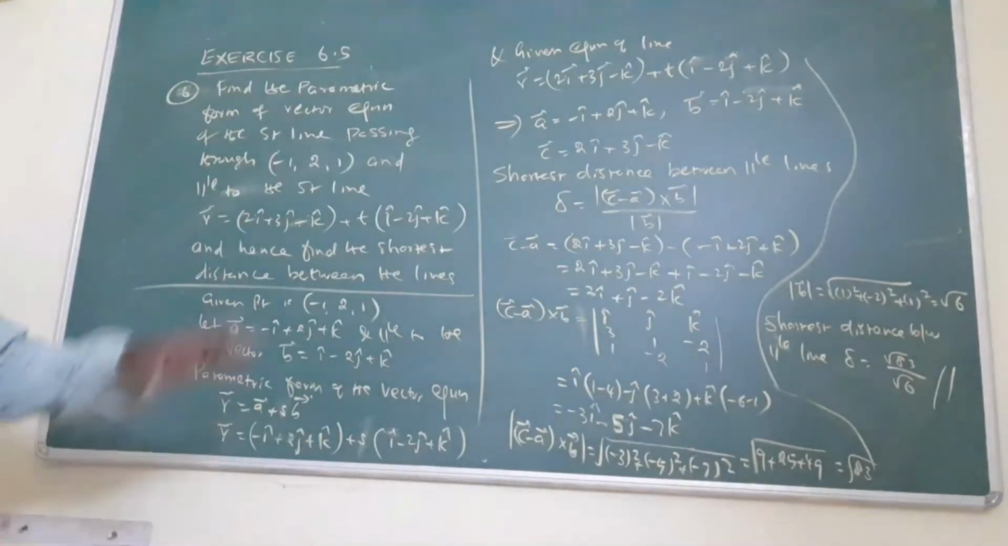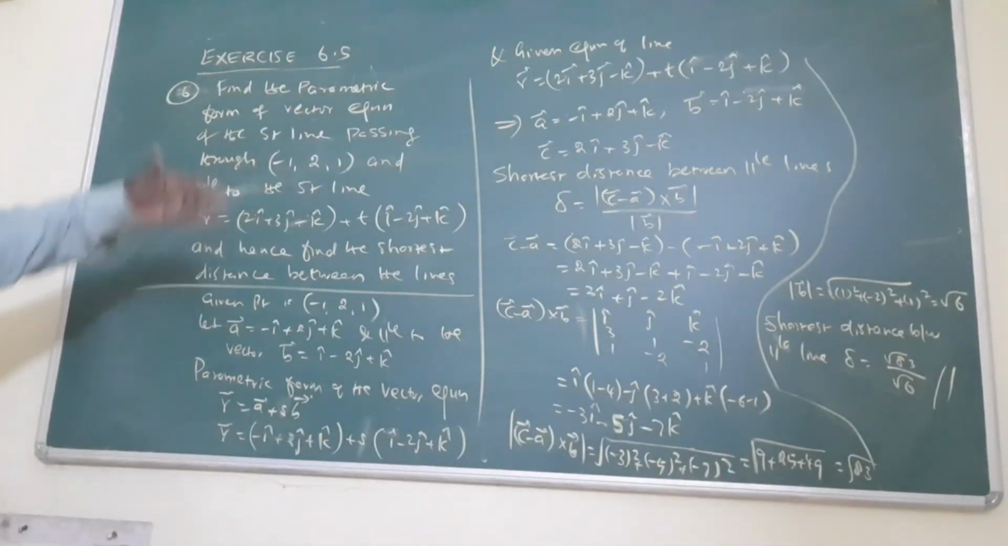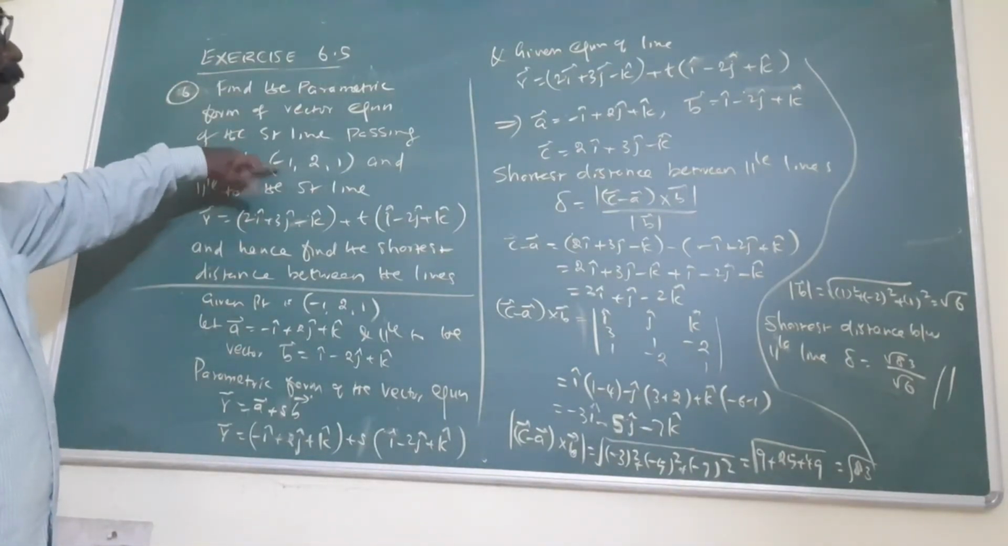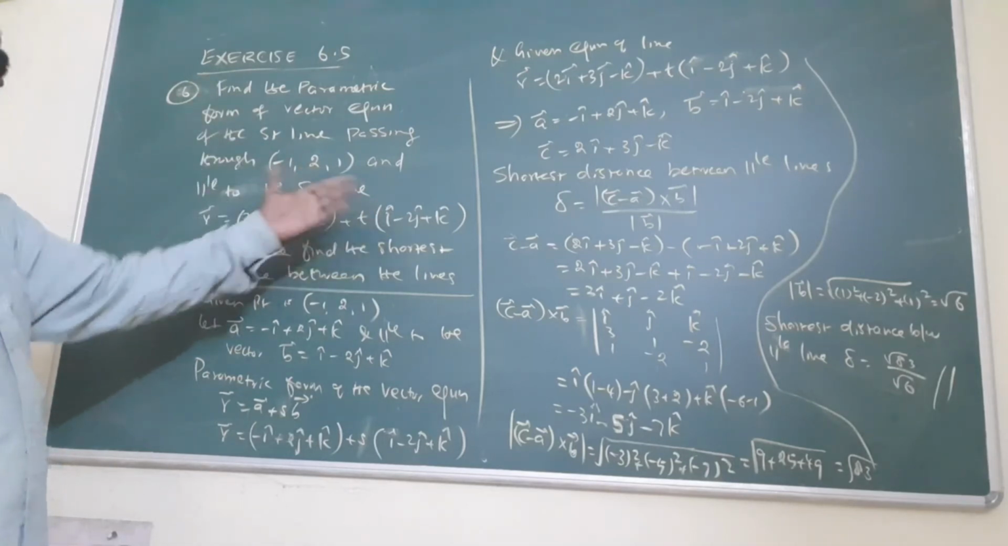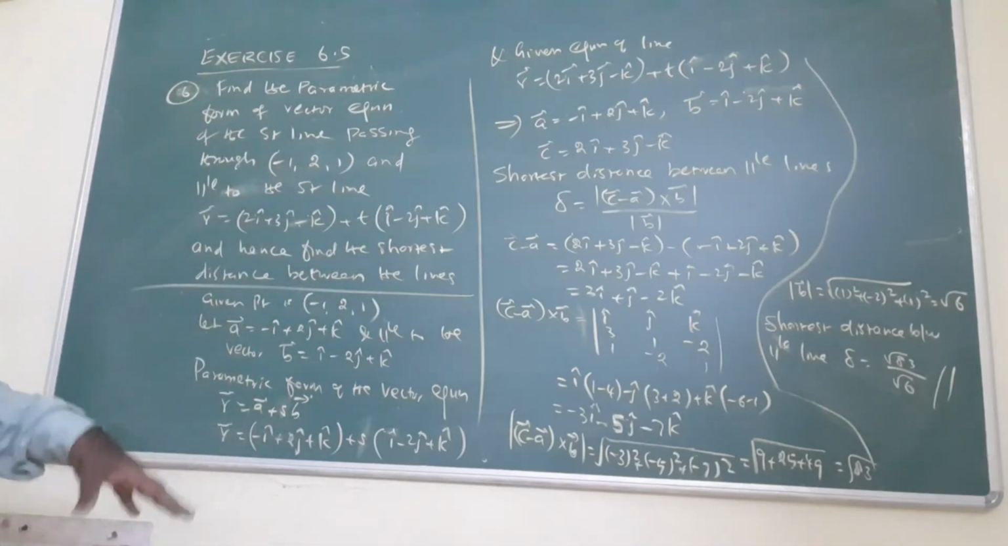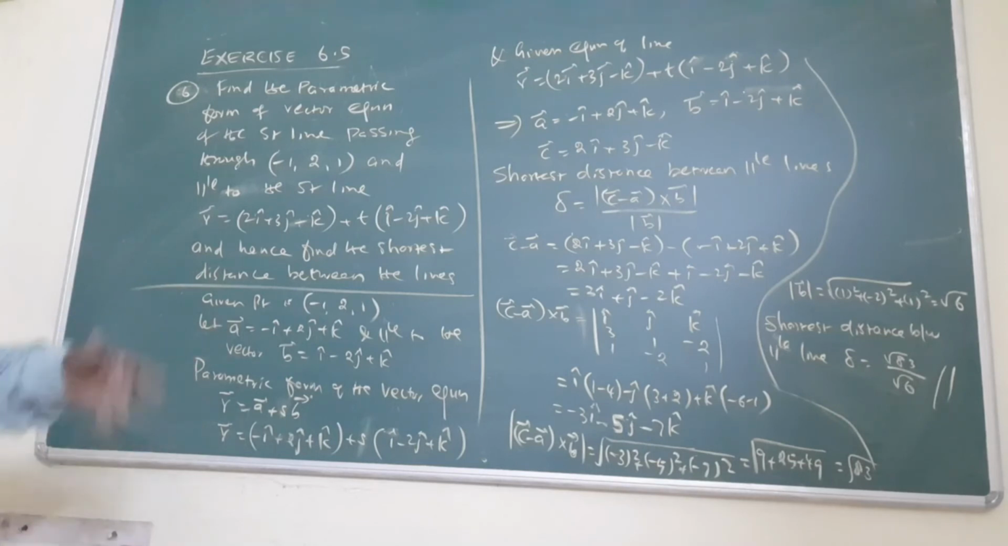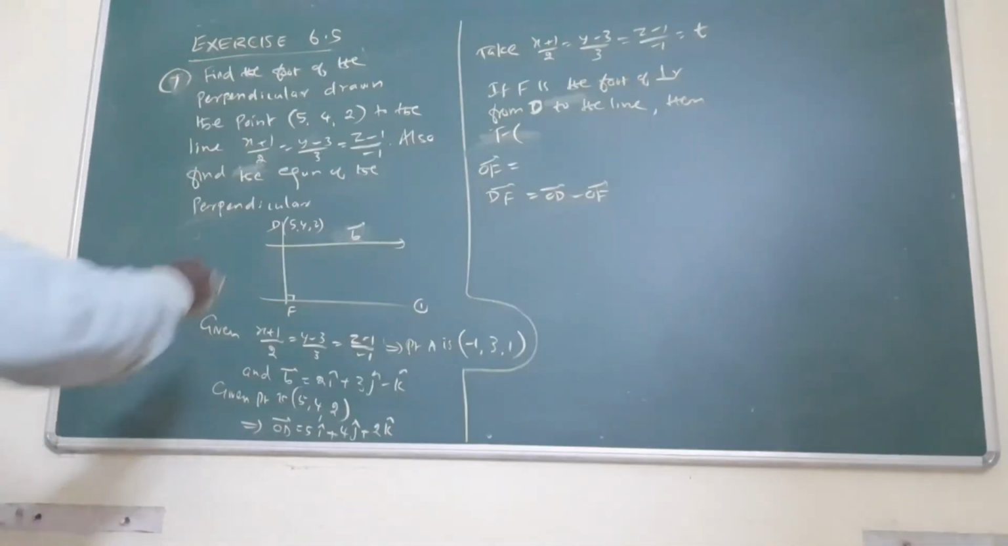Maybe you must know the formula clearly. But here what is the extra work? One point is given, and then a parallel vector, so you will find one more vector equation, the parametric vector equation. Then as usual, this is only by using the formula. That's all. Now the 7th question.